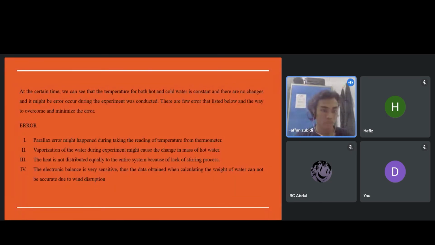The first is maybe due to parallax error when taking the temperature reading from the thermometer. Vaporization of hot water during the experiment might cause a change in the mass of hot water, and the heat is not distributed equally to the entire system because of the lack of stirring process. The electronic balance is also very sensitive. Thus, the data obtained when measuring the weight of water cannot be accurate due to wind disruption.